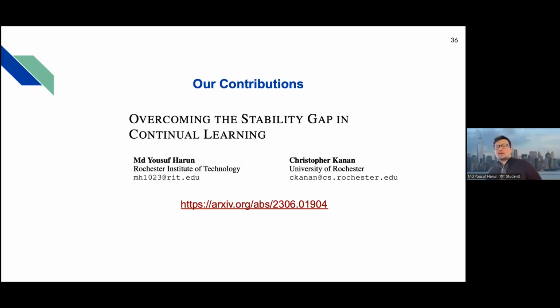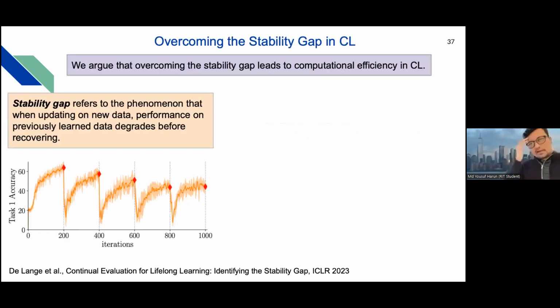So I'll discuss our next paper. This is about overcoming the stability gap in continual learning. So what is the stability gap? Stability gap refers to an observation that when the model is being adapted to a new task, the performance on the old task immediately drops. And then over training, it recovers old performance partially or fully.